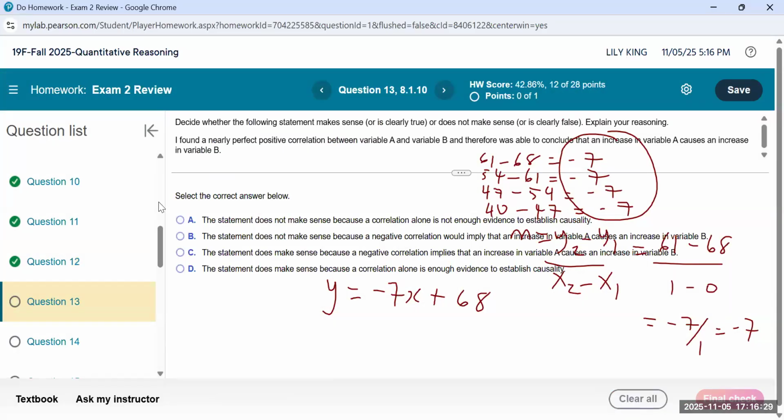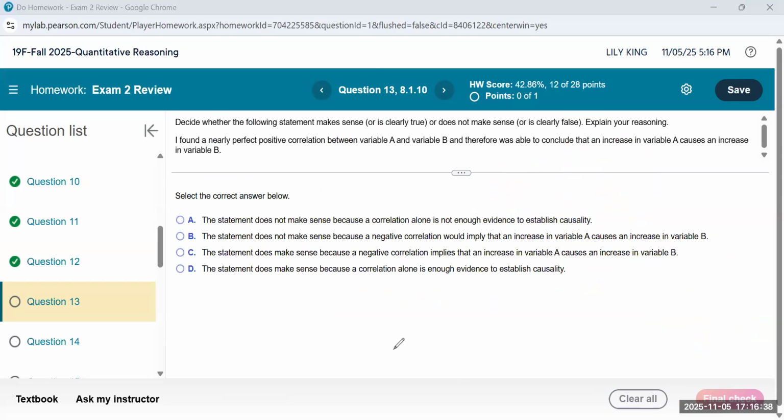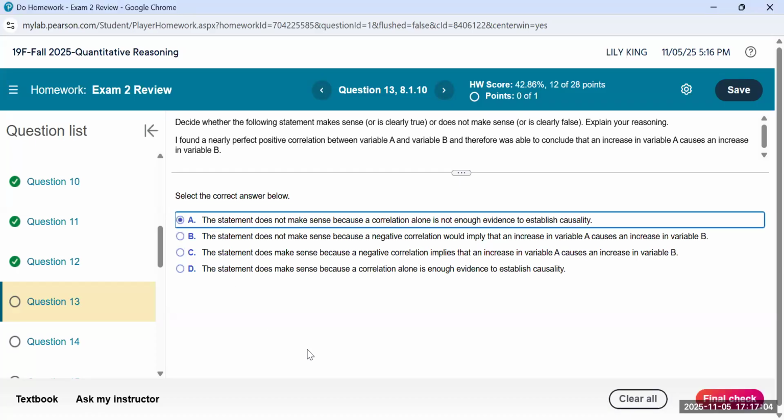Now 13: I found a nearly perfect correlation between variable A and B, and therefore was able to conclude that an increase in variable A causes an increase in variable B. We need to select the correct answer below. Now the answer here is the statement does not make sense because a correlation alone is not enough evidence to establish causality. So that is A. So this statement is wrong.